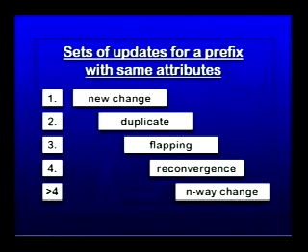classical case, where you have your best path, that's number 1, that's maybe stable in the table. And then you have a withdraw, that's number 2, because of a failure or something like that.